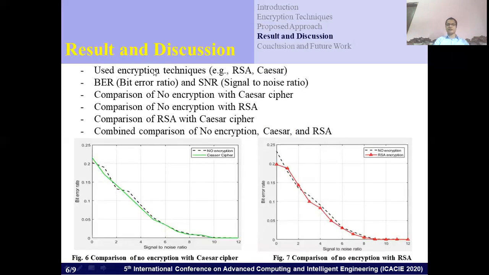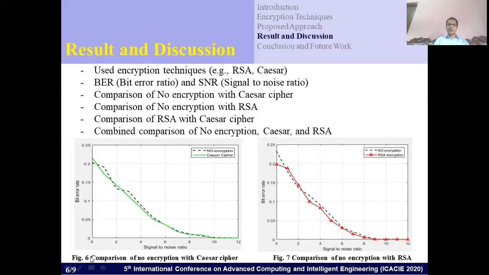Now we'll talk about result and discussion. In this research investigation, we have used two encryption techniques, RSA and Caesar cipher. The performance of RSA and Caesar cipher have been shown using BER versus SNR plot. In this investigation, we have shown the comparison of no encryption with Caesar cipher, comparison of no encryption with RSA, comparison of RSA with Caesar cipher, and finally we have shown the combined comparison of no encryption, Caesar, and RSA.